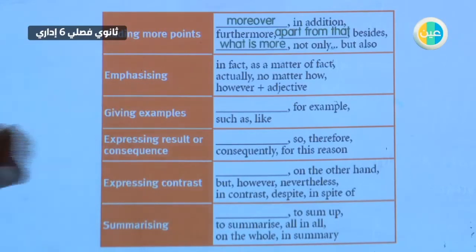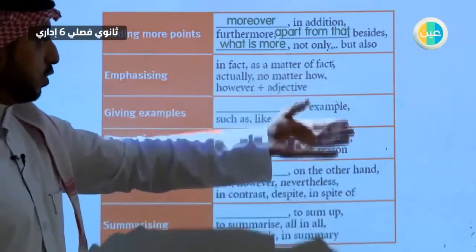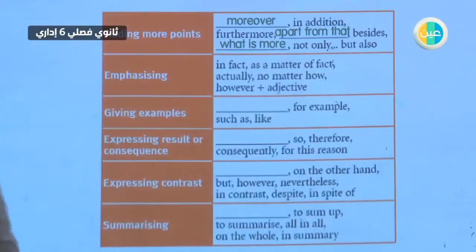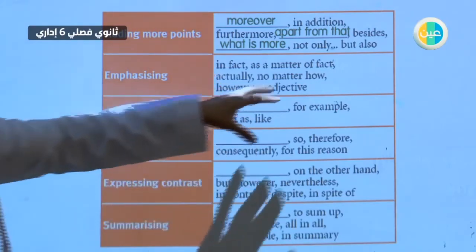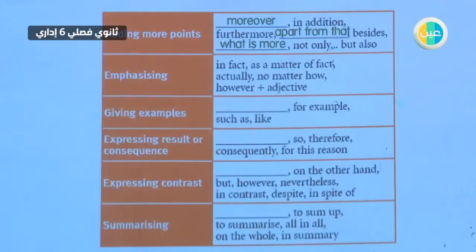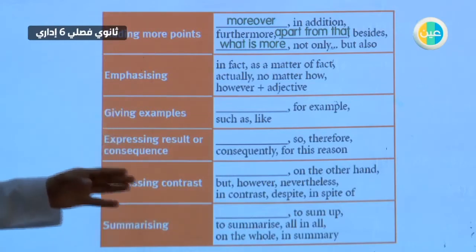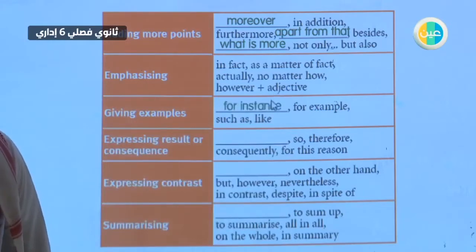So here, to add more points, تضيف نقاط, you use these as a transition, تنتقل من نقطة لنقطة, تستخدم العبارات هذه اللي هي moreover, in addition, furthermore, apart from that, besides, what's more, not only, but also. The second category, emphasizing, تؤكد: in fact, as a matter of fact, actually, no matter how, however, plus adjective. Giving examples, تعطي أمثلة: as you noticed, for instance, على سبيل المثال, for example, such as, like.